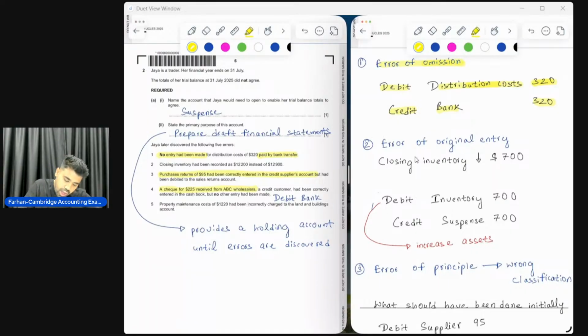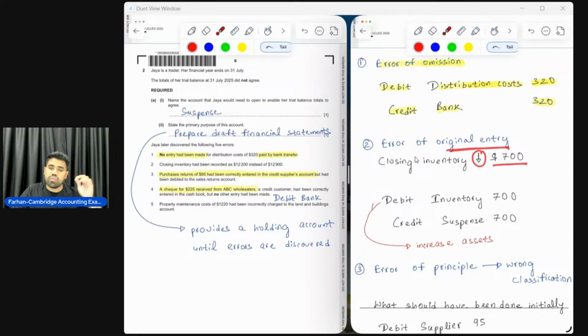Closing inventory had been recorded as $12,200 instead of $12,900. So this is what we can classify as an error of original entry, where the error is mainly within the numbers. Now, we can clearly identify that closing inventory has been understated by $700, which is the mistake that our bookkeeper had made, where the inventory was recorded at $12,200 instead of $12,900, which obviously states that the inventory must be understated by $700, right?